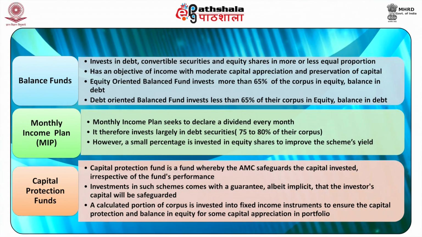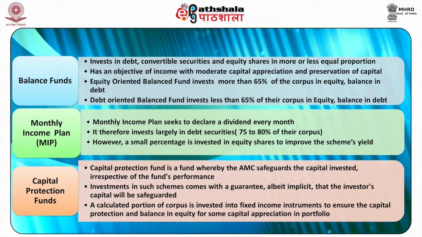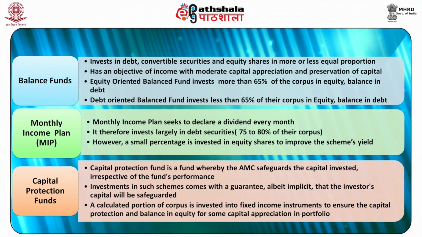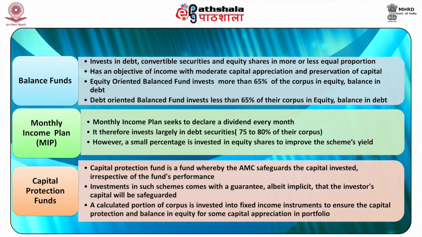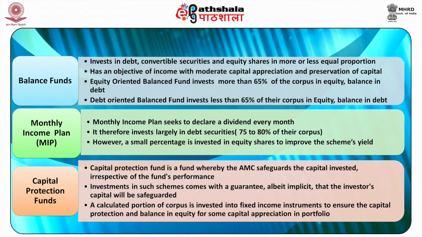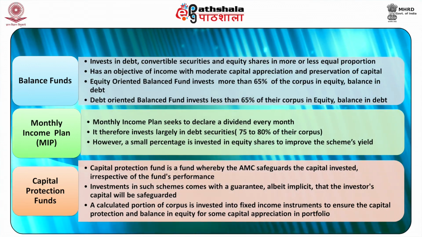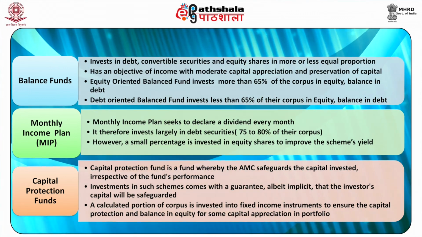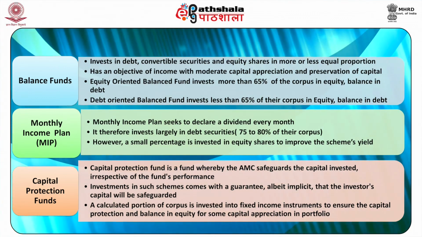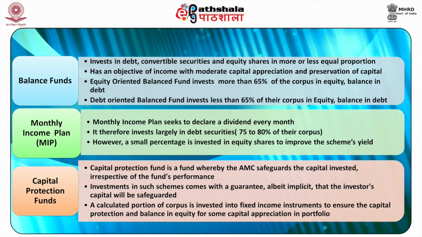An equity-oriented balanced fund will invest more than 65% of the corpus in the equity, whereas the rest of the money will be invested in the debt. On the other hand, the debt-oriented balanced fund will invest more than 65% of the corpus in the bonds. Thus, they offer moderate risk and return to the investors.